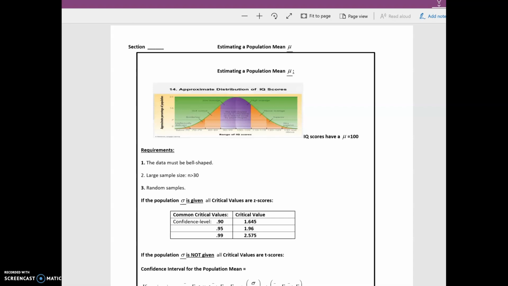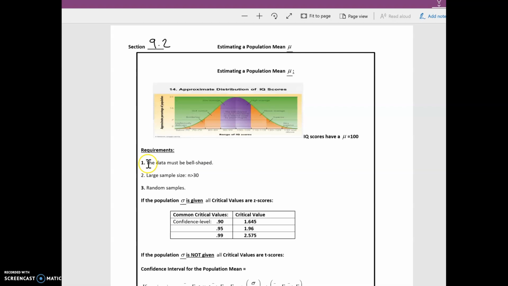Hello class, we're going to take a look at the next section, which happens to be 9.2. Now, this is the main objective in 9.2. So what we technically have here is that we're going to be estimating a population mean given an actual sample. And these are the basic requirements.